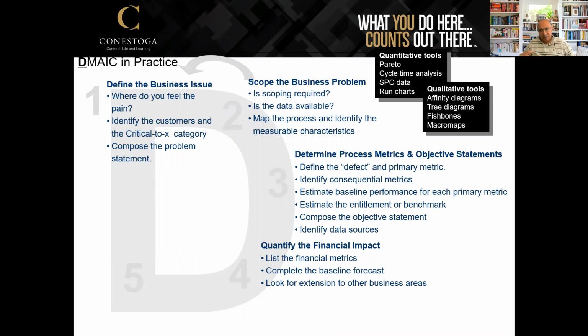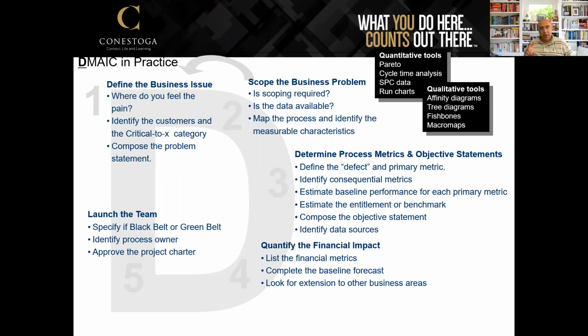So that is your financial metric. Baseline forecast is what our standard is, what we want to plan for. Look for extension to other business areas and see. So that is how you define the financial impact. And then you want to get to whether the team, okay, we're going to work on this problem. You need at least one person who's black belt or green belt certified.